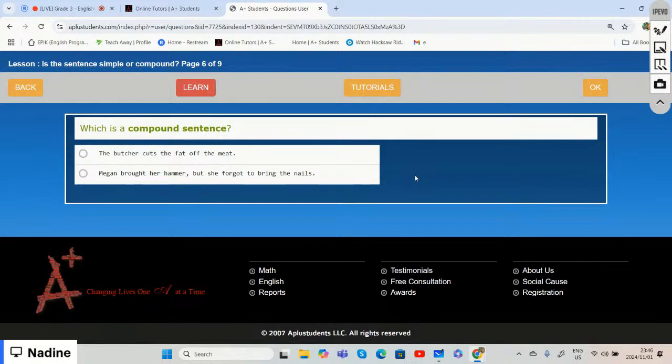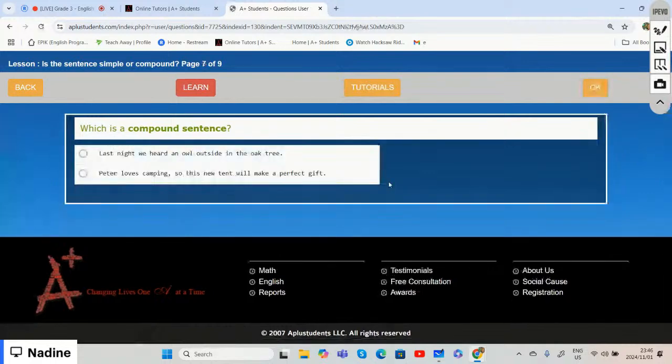All right. And if we were to choose our last and final compound sentence, then yes, we will go with option two. Option two is our compound sentence. It has two simple sentences, which is Megan brought a hammer. She forgot to bring the nails. And those two simple sentences are joined by a coordinating conjunction, which is a but. Well done. So Megan is the subject. Brought her hammer is the predicate. Forgot to bring the nails is our predicate. So well done. Option two is our compound sentence.